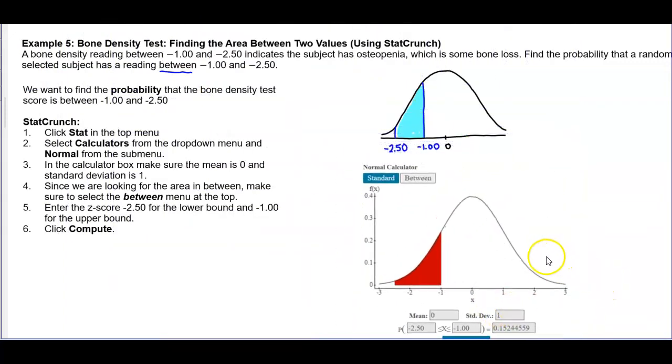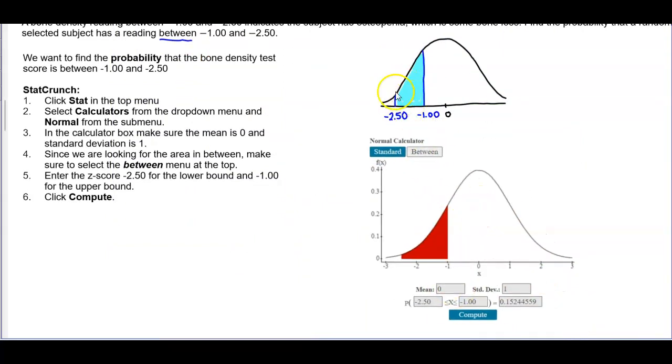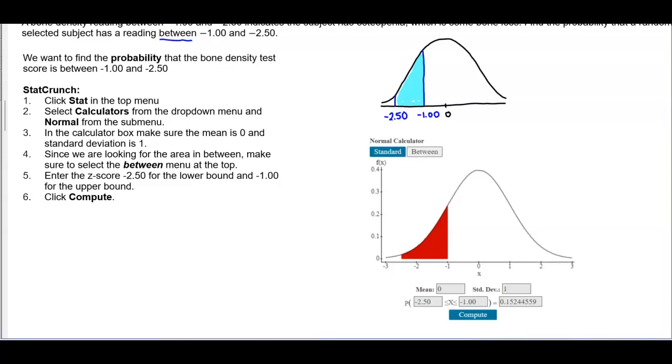Okay, so again, our goal was to find the area that's in between. You can see that's the same graph that we had drawn. So it's really important to be able to visually see that before you actually start the problem. And now again, what we're looking for is the probability that's in between those two values. So another way of writing this is, we're looking for the probability that the z-score is in between -2.50 and -1.00.